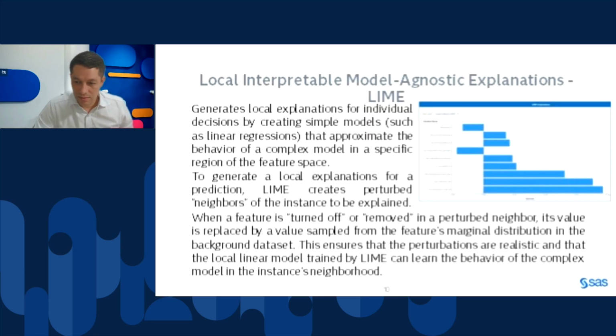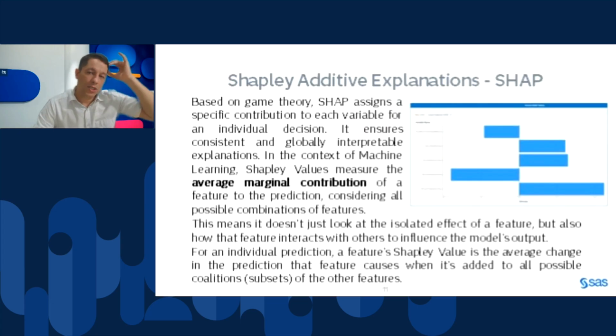Okay, and the last algorithm is SHAP. SHAP is an acronym for Shapley Additive Explanations. This algorithm comes from game theory, Shapley values. Shapley earned an award, a Nobel Prize, and now his tool is used in this area, explainable AI.